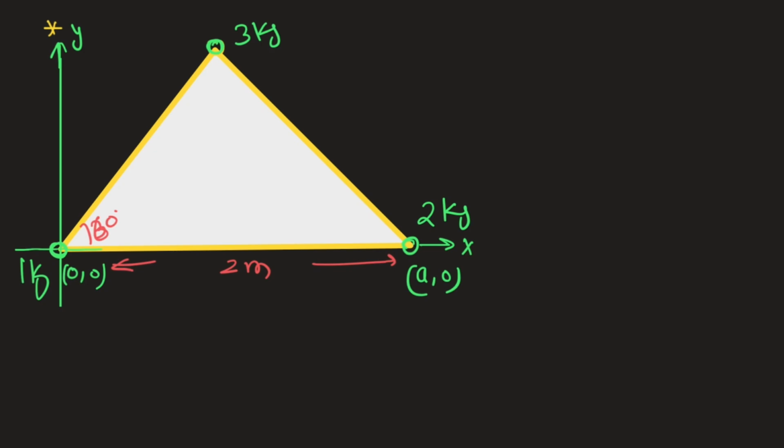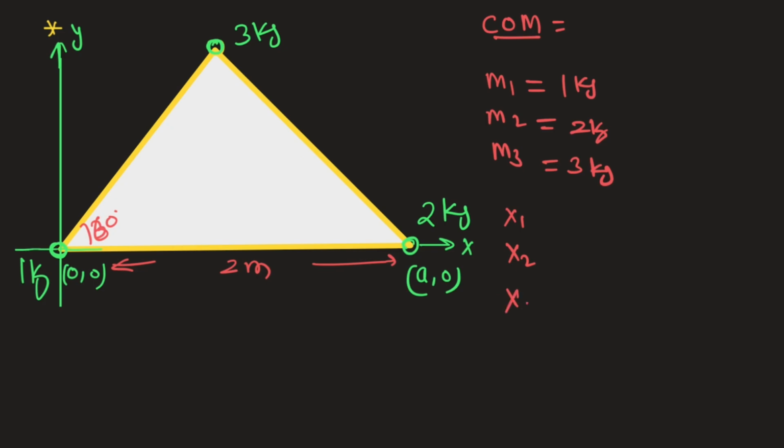What am I supposed to find out? I have to find out the center of mass of the system, which means I need to find out x_cm as well as y_cm. First I will write the values of m1, m2 and m3. It's already given, but once again I am writing: that is 1 kg, that is 2 kg, and this one is 3 kg.